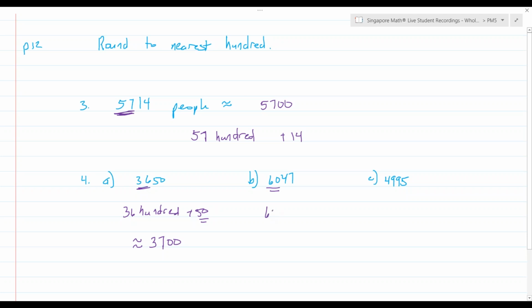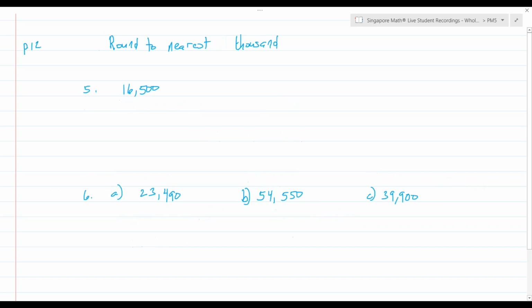This next one is 6,000 and 47. That's not quite halfway yet, so it's closer to 6,000. 4,995 is going to be closer to 5,000. The last part of page 12 is to round to the nearest 1,000. Remember, 1/2 of 1,000 is 500. So that's our halfway mark.